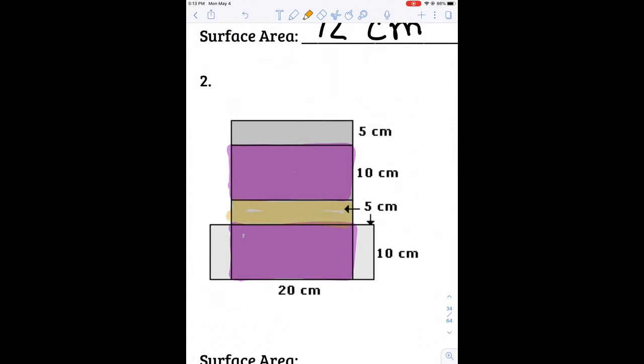Then I have this orange. It's going to go with this orange. And then I have this yellow. It's going to go with this yellow. If you think that's a clue that helps you and you want to redo your work, go ahead and pause the video and try it again.